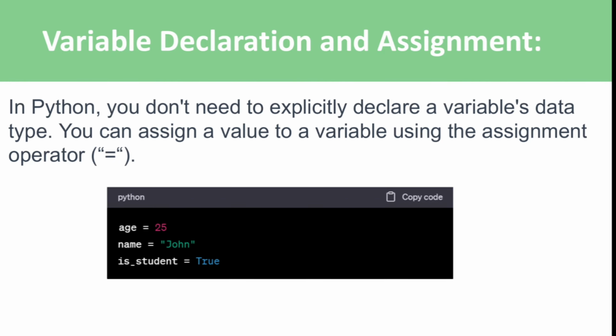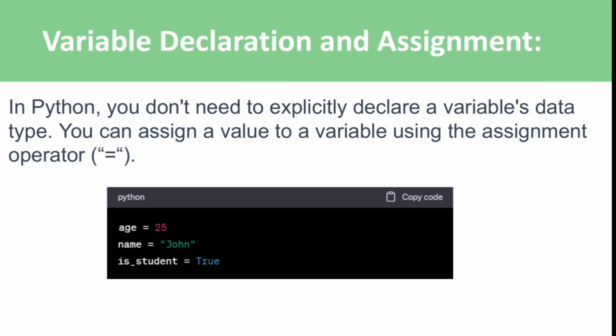How to declare a variable in Python? Actually, in Python you don't need to explicitly declare a variable's data type. You can assign a value to a variable using the assignment operator, that is equal to. For example, a is equal to 25, it is an integer value. Name is equal to Smith in the brackets, that is a string. is_student is equal to True.